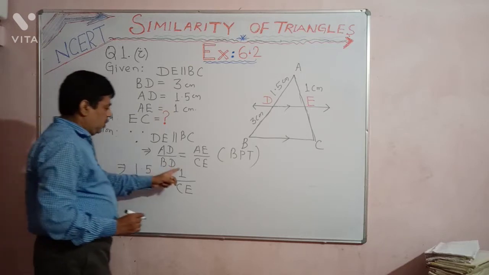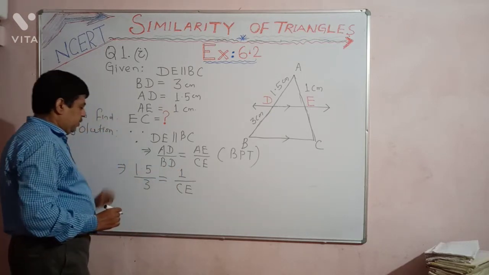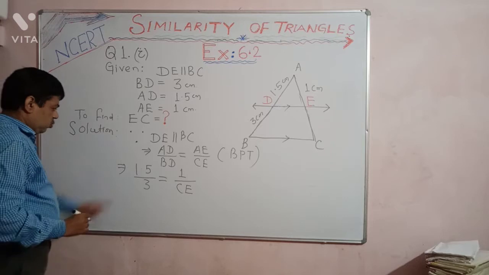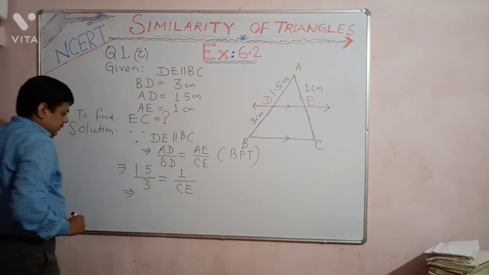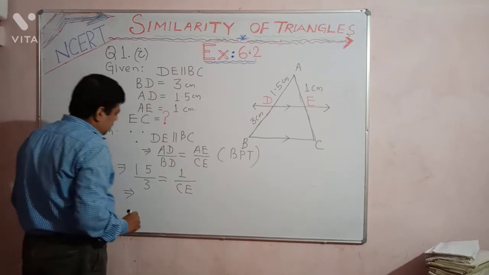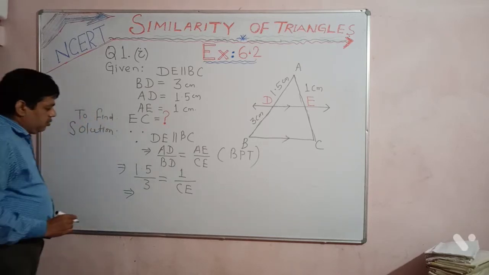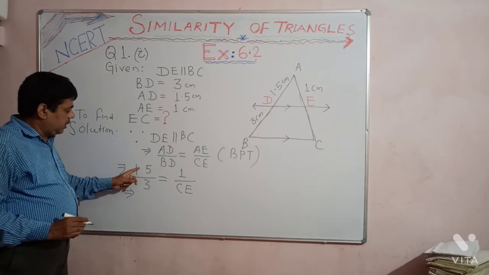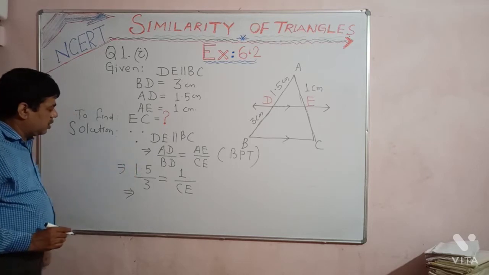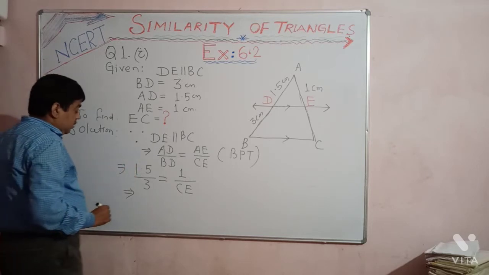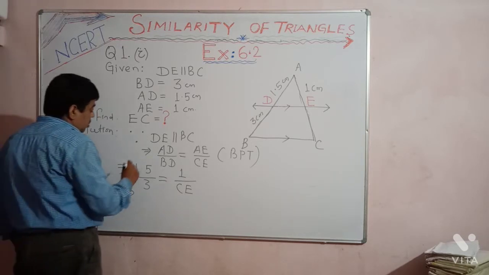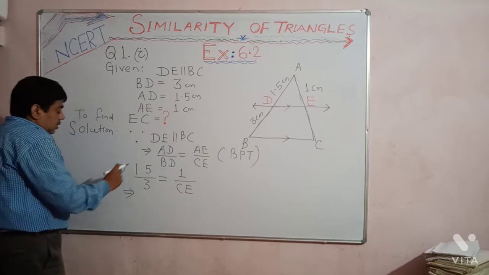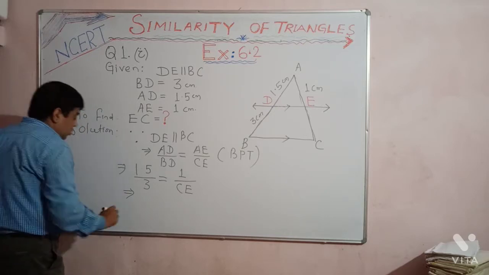Now you see, 1 upon CE is equal to 1.5 by 3. Here this is a decimal number, 1.5. Already you know, if the numerator is a decimal number, how to simplify? You simplify it.